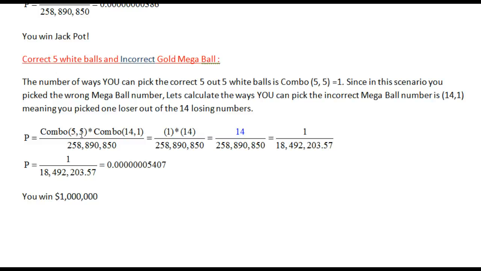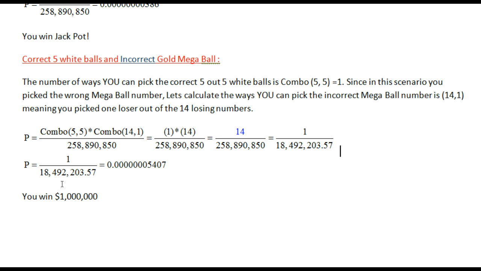Okay. And on the bottom, in the denominator, is our same total combinations, okay? So that's 1 times 14 is 14 over 258,890,850. If you divide 14 into that, you get 1 over 18,492,203.57. So that's your probability, 1 in 18,492,203.57. And if you divide that into 1, you get your odds of winning. Okay? So, and you win $1 million.